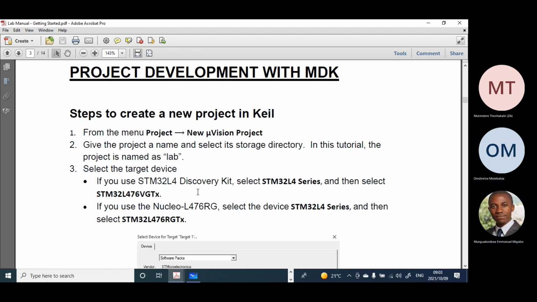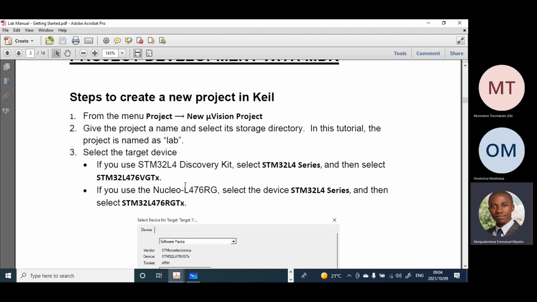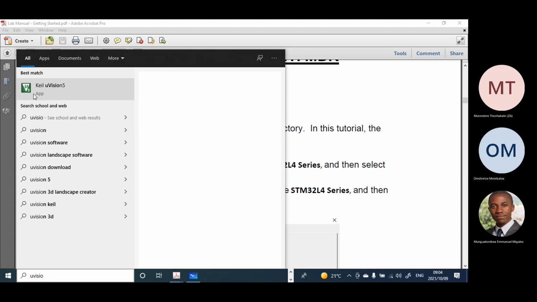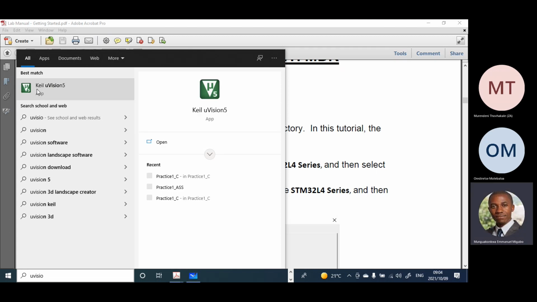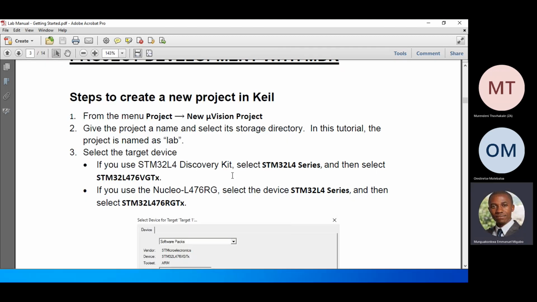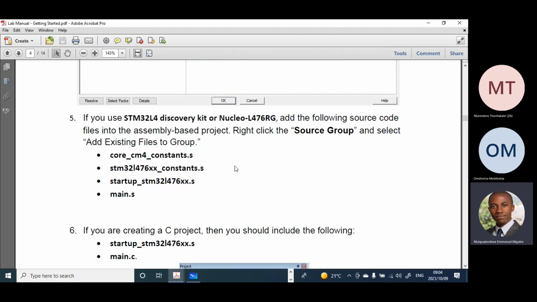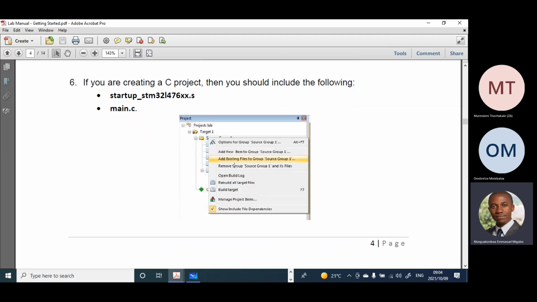Okay. So now, how does the project development go? The IDE, which is Microvision, as I mentioned, is what we use. You'll normally open that and create a new project. You name it the way you want to, and you choose the target. Let me see. I've got Microvision installed on my side already, although you are yet to install it. I have Keil, wait for it to open. But basically, this lab manual takes you step by step through how you set up a project.